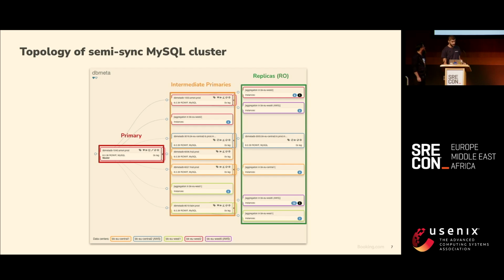So this is how a typical MySQL cluster looks like. So whenever in this talk you hear something about MySQL cluster, this is something that you can picture. We have a single primary for writes. We have a second layer of intermediate primaries. These are standbys that take load off the primary, mostly for replication purposes. They are distributed across regions. And then on the third layer, we have read-only replicas. We follow a scale-out architecture for reads because our workload is mostly read-heavy. And those replicas replicate from the intermediate ones.